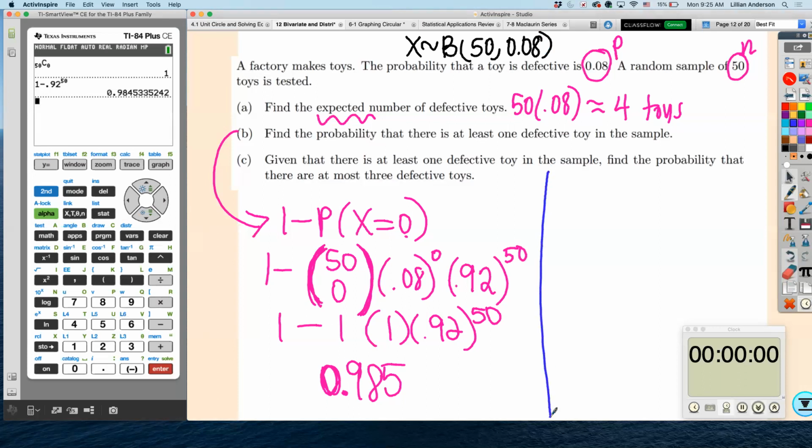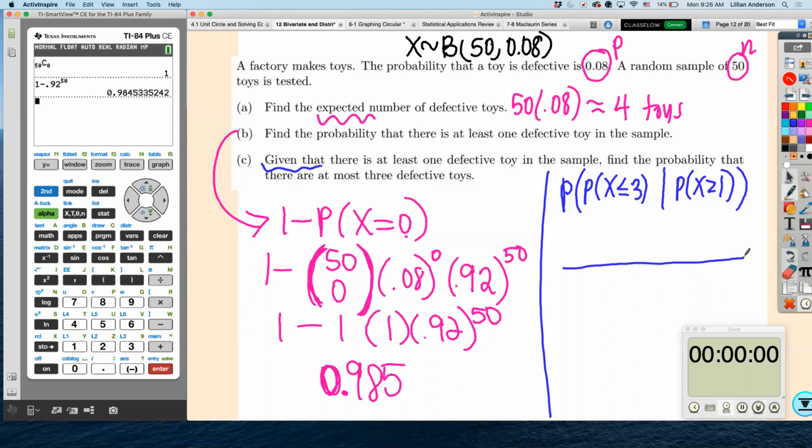For C, it says, given that there's at least one defective toy, trigger word, what does that mean? Conditional probability. So given that at least one toy is defective in the sample, find the probability that there are at most 3 defective toys. So at most would be less than or equal to 3. I'm looking for the probability that at most 3 toys are defective, given that at least 1 toy is defective.